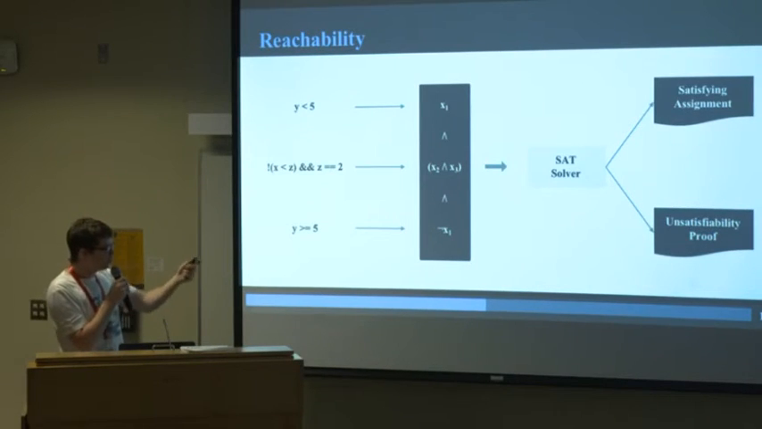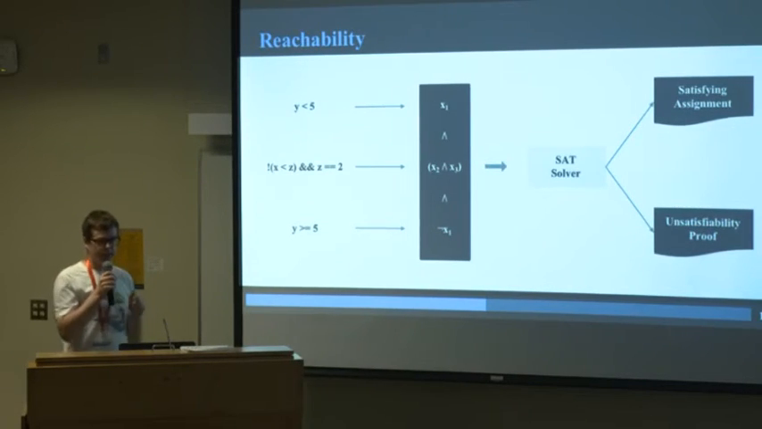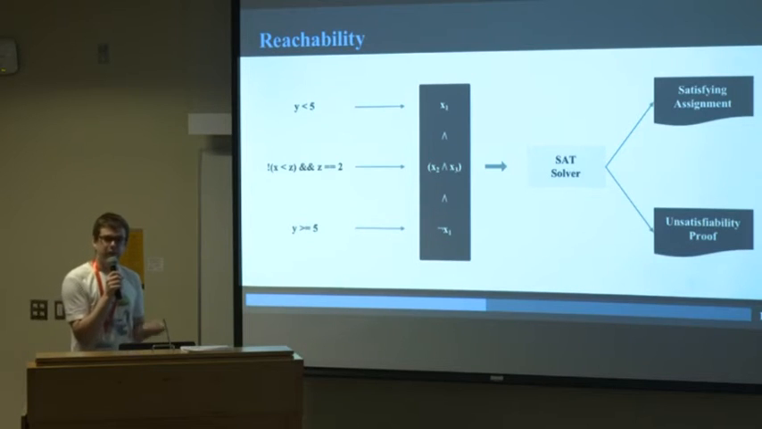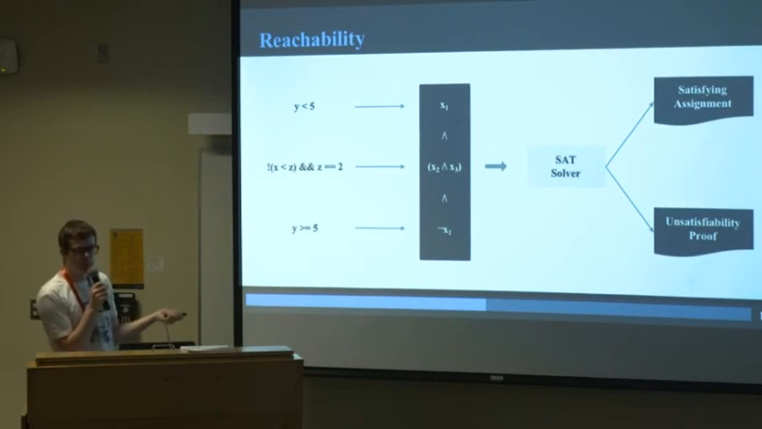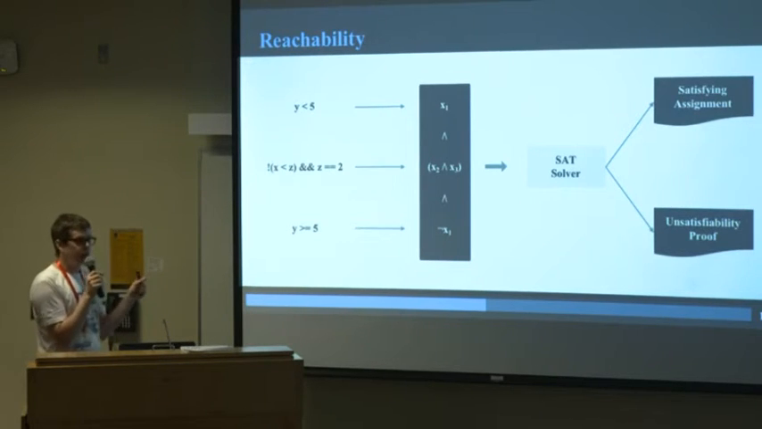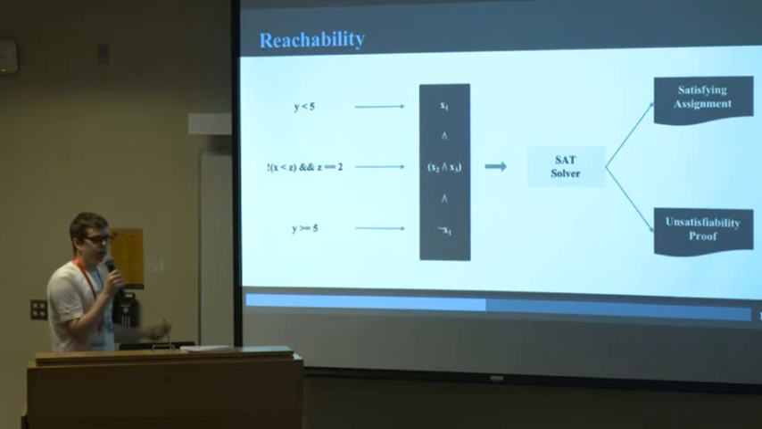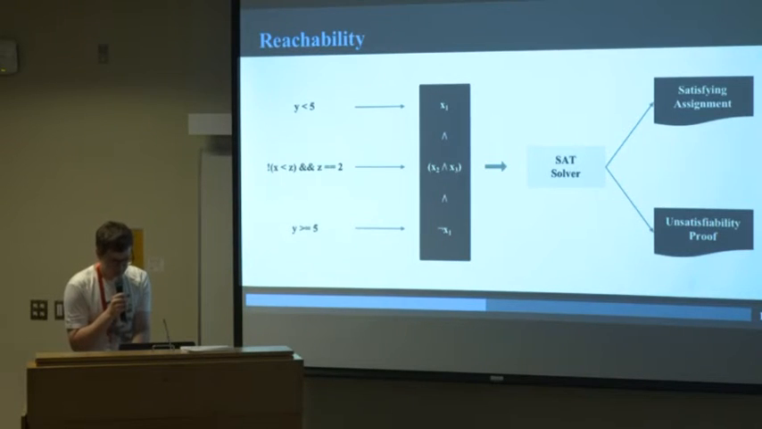And there's a tool called the SAT solver that's able to take these expressions, these formulas, and try to find satisfying assignments. So basically, does there exist an assignment of true or false to these variables such that the entire expression is true? If there is, we have a satisfying assignment. It tells us that we have a reachable state. And if it doesn't, then we don't have a reachable state.